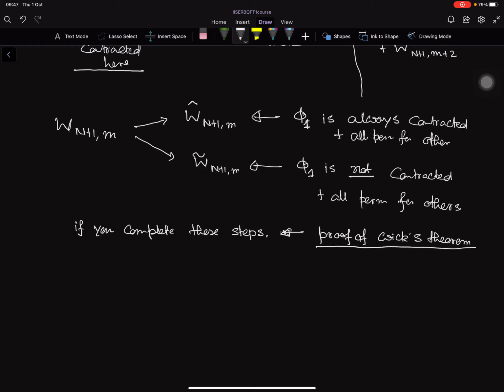It will be clearly written in the notes, and you can refer to the notes and check how it is done, and this will basically complete the proof of Wick's theorem. In the next lecture we will see how we can use Wick's theorem to do interesting things.